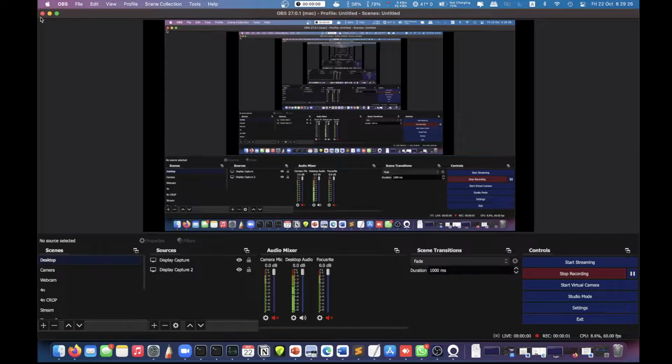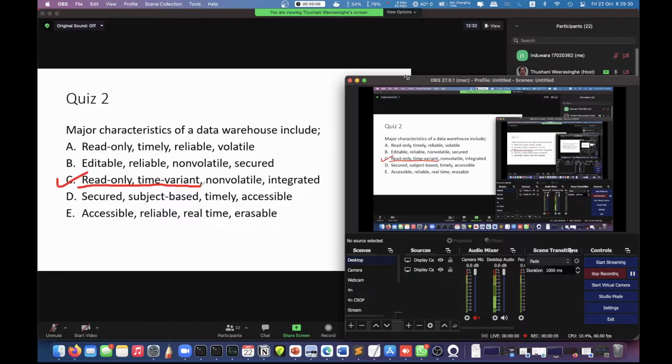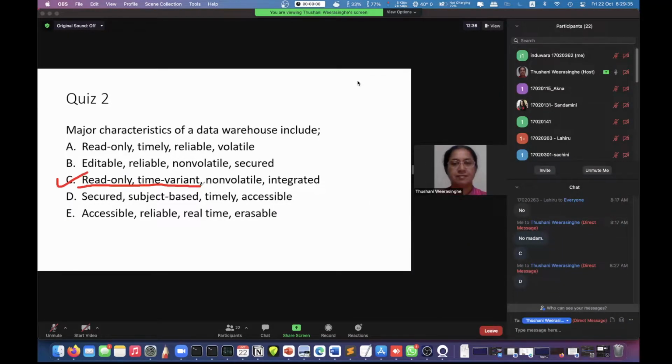Think about read only, yes, you can't edit. Time variant, yes. So according to the time variance, data you can find with the time parameters. And non-volatile, yes, you can't change it. The data is there, you can't even edit it. So those things are integrated. So very easily you can find this one as correct.